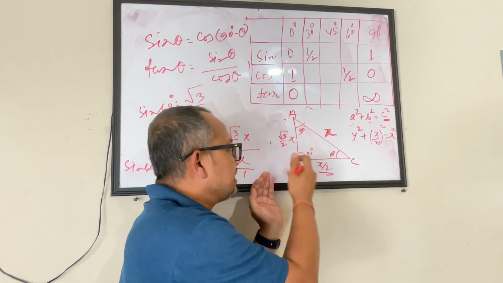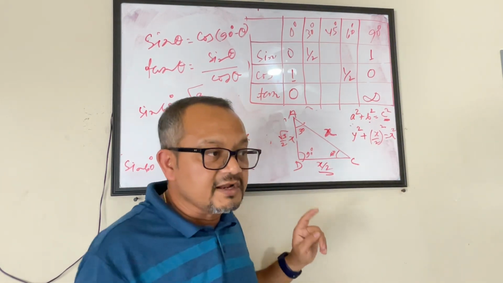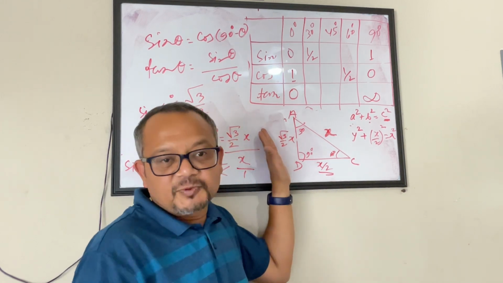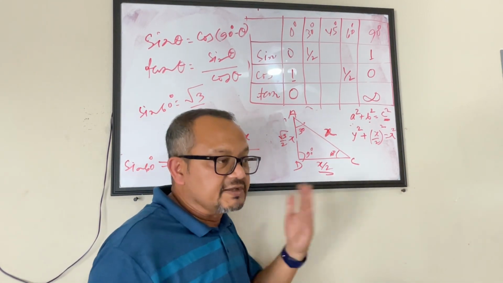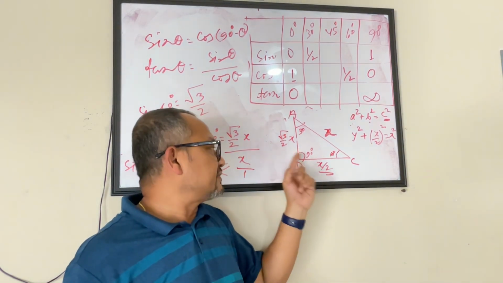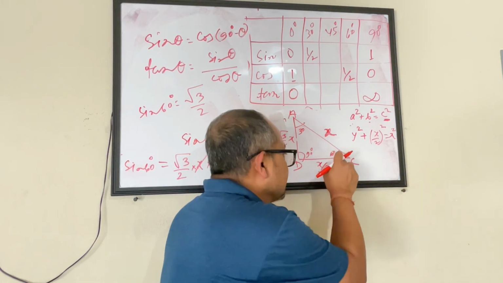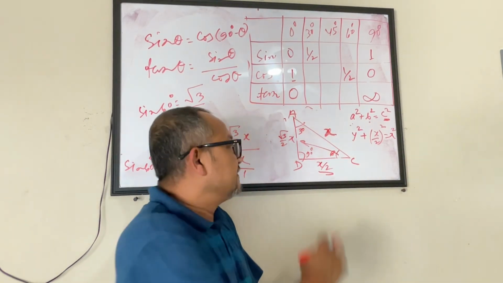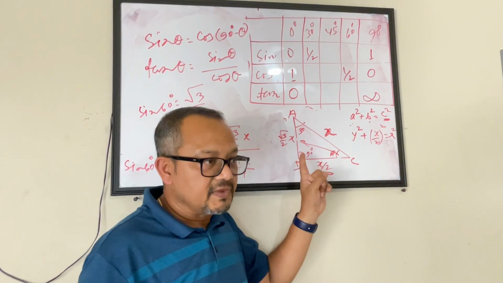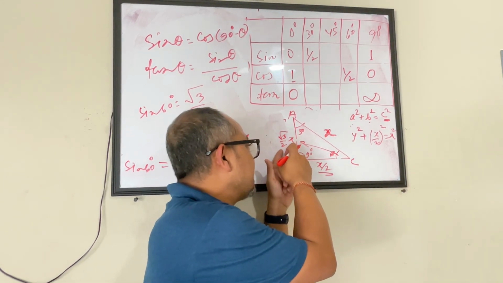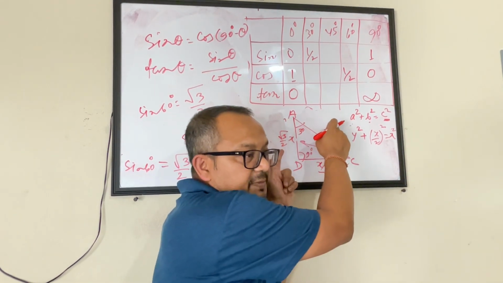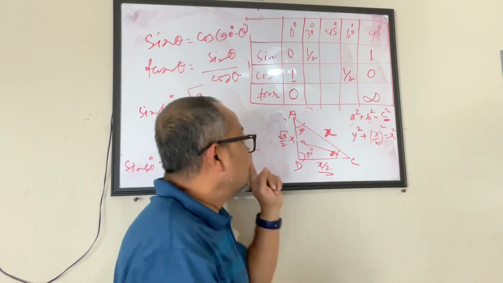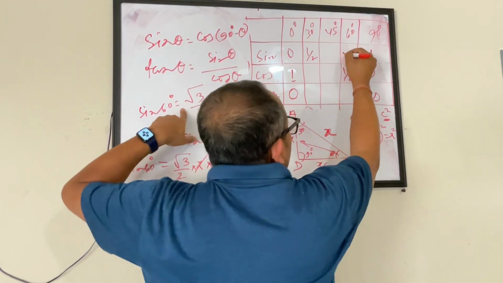Now we know that if one side of the equilateral triangle is x, then this is x by 2 and this is root 3 by 2x. We just put that value in the formula for sine theta, cos theta, and tan theta, and that will give us all the values. So for sine of 60 degrees, which one is 60 degrees? This one. If I am talking about this one, I will take the side opposite to this one, divide by the hypotenuse, to find the sine of 60 degrees. The side opposite is root 3 by 2x, divided by the hypotenuse x, this is root 3 by 2. Okay, so sine of 60 degrees equals root 3 by 2.